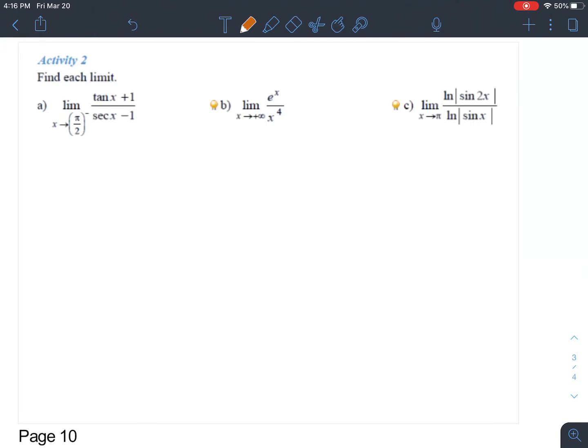Okay, so I want you to try these 3 limits on your own then. Some of them will need L'Hopital's multiple times. There is the possibility also that you may not need to do L'Hopital's to solve them. So pause the video, try these on your own. When you are done, I will demonstrate how to get the answer.